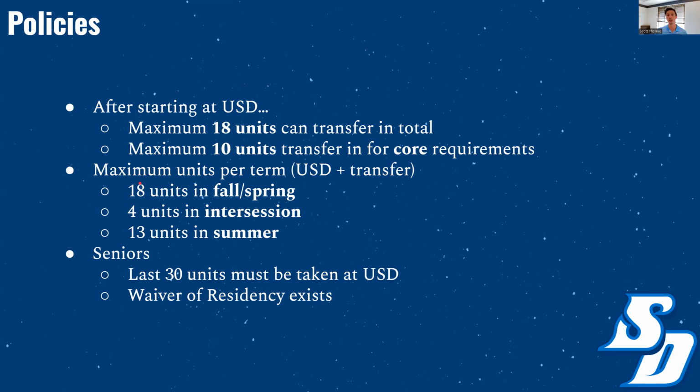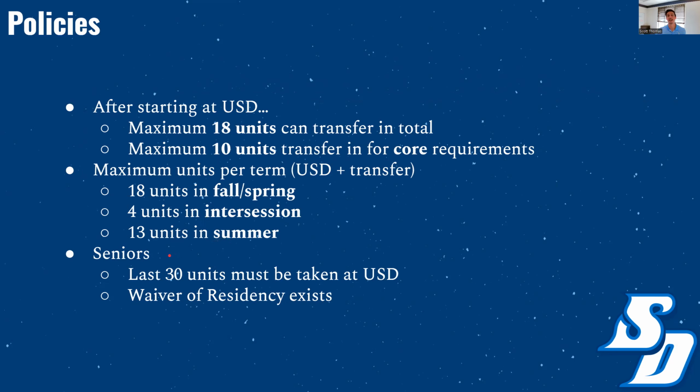Also, you must adhere to the maxima for the units per term, and that includes anything that you're doing concurrently at USD. So it's 18 units in the fall or spring semester. An example: I'm taking 16 units in the fall at USD. I wanted to do 3 units at San Diego Mesa concurrently. That is 19 units. That's more than 18. That exceeds the maximum. Therefore, I would need an override approved, or I would take fewer units at USD, or I would take fewer units at the community college, right? 4 units in the intersession in between the fall and the spring semesters, 13 total units in the summer.